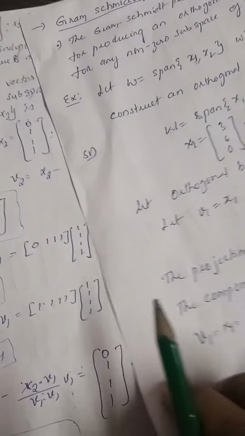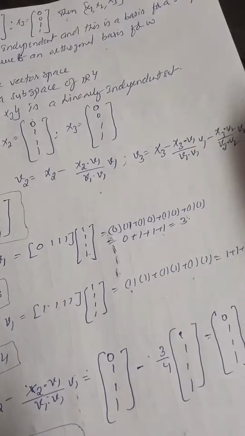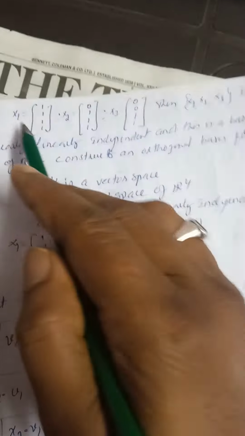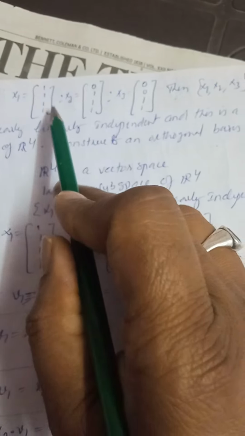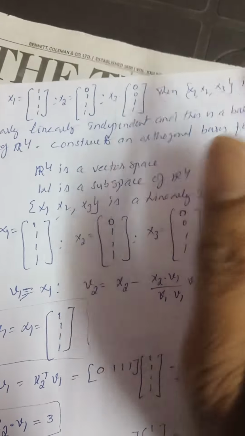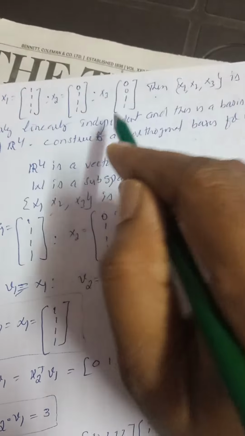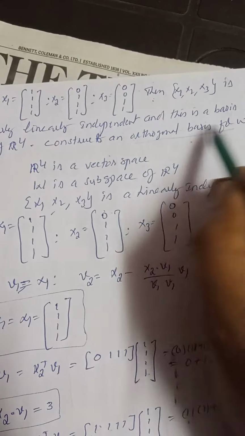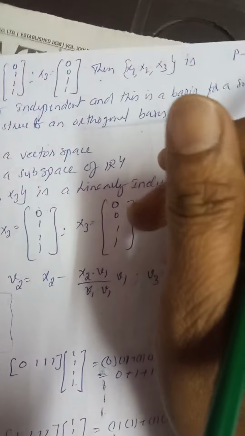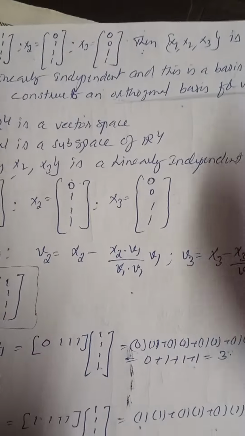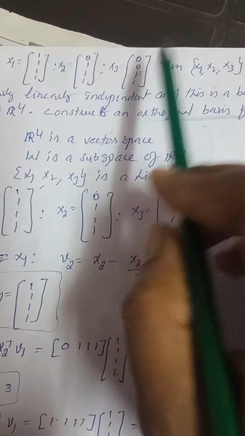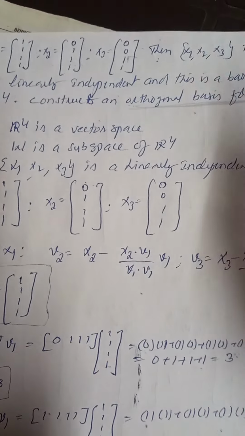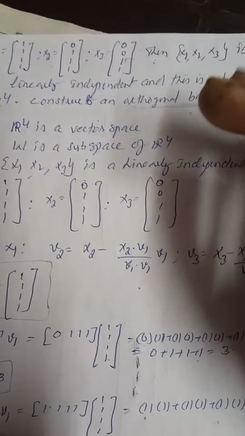Now, next, another problem. See, how many vectors are given to you? 3 vectors are given to you for a subspace, which is linearly independent. Now, construct an orthogonal basis for W. That is important. How to construct an orthogonal basis? How many vectors are there here? 3 vectors. Therefore, you have to find v1, v2 and v3.